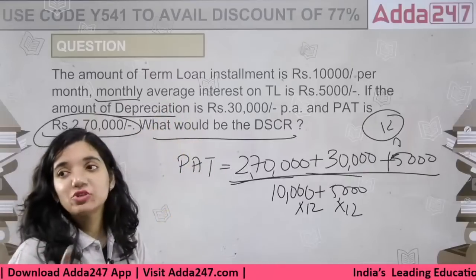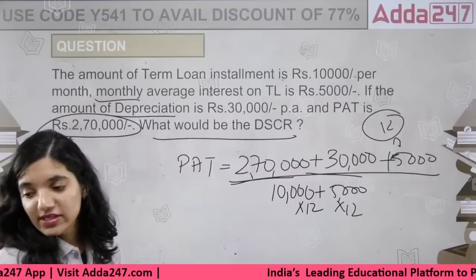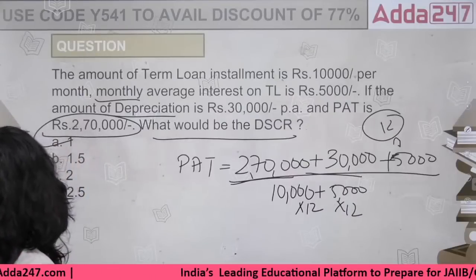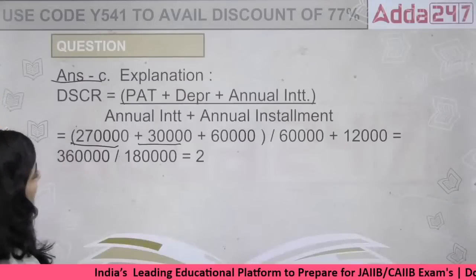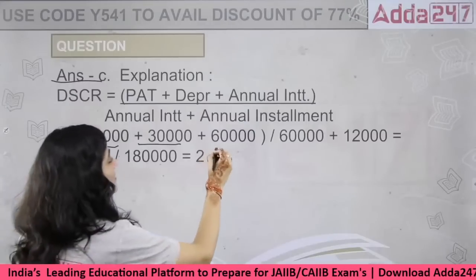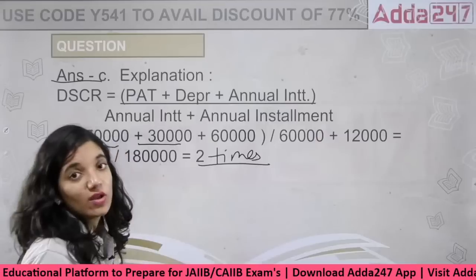Monthly average means it's basically noted separately for every single month. So the correct answer is 2. It is 2 times. The rule of this ratio is: the higher the ratio, the better it is.